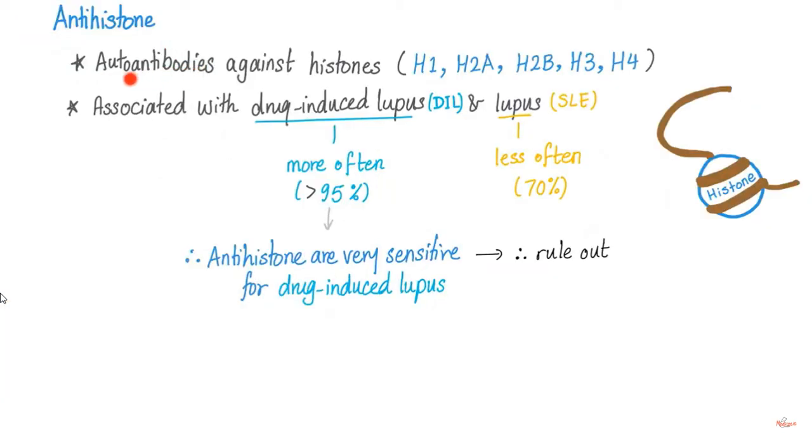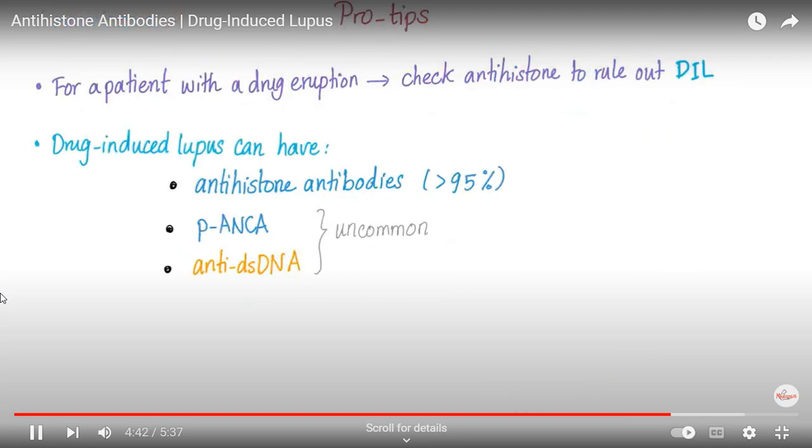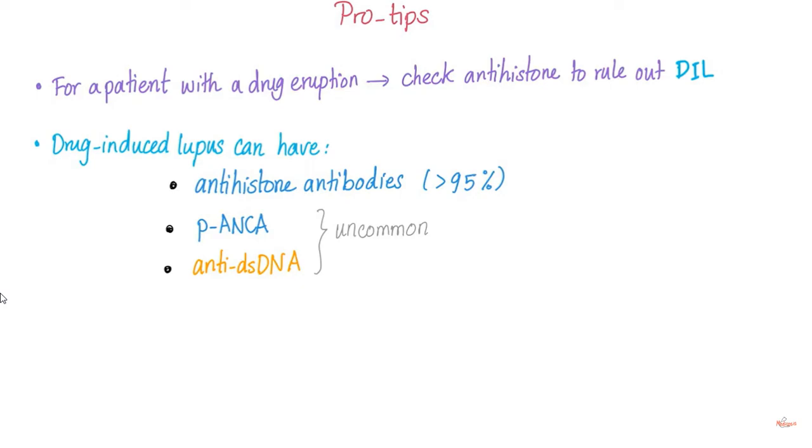Antihistone antibodies are antibodies against the cell, against your own body. Histones such as H1, H2A, H2B, H3, and H4 are associated with drug-induced lupus and systemic sclerosis. As already said, we're talking about 95% of what is called antihistone. Excellent students: any patient with a drug eruption, you should check antihistone antibodies to rule out drug-induced lupus. Many doctors miss this point, but it's really, really important.